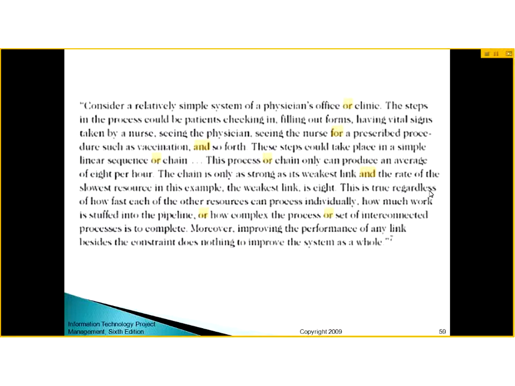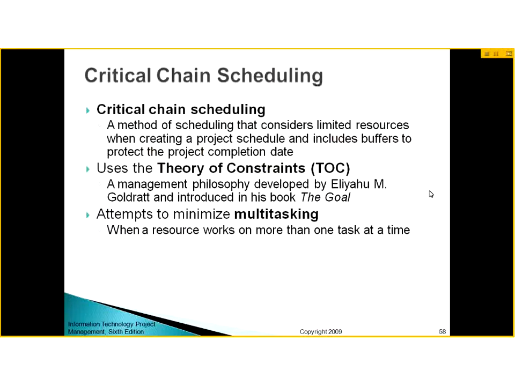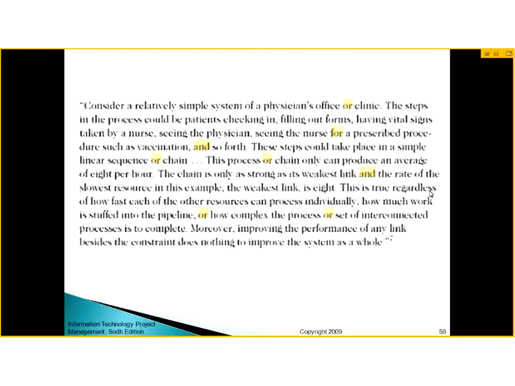So for example, when we are deploying minimum resources and following the theory of constraints, let me look at this example. Consider a relatively simple system of a physician's office or clinic. The steps in the process could be patients checking in, filling out forms, having vital signs taken by the nurse, seeing the physician, seeing the nurse for prescribed procedures such as vaccination and so forth. These steps could take place in a simple linear sequence or chain.